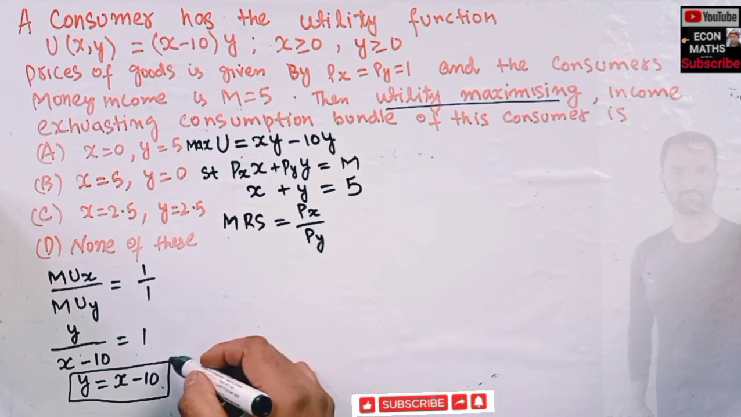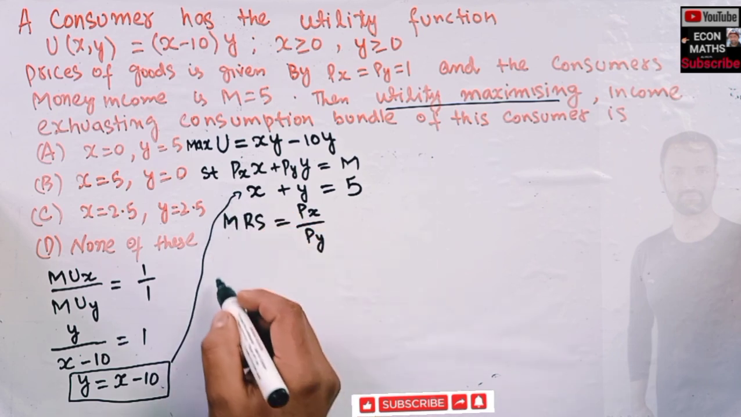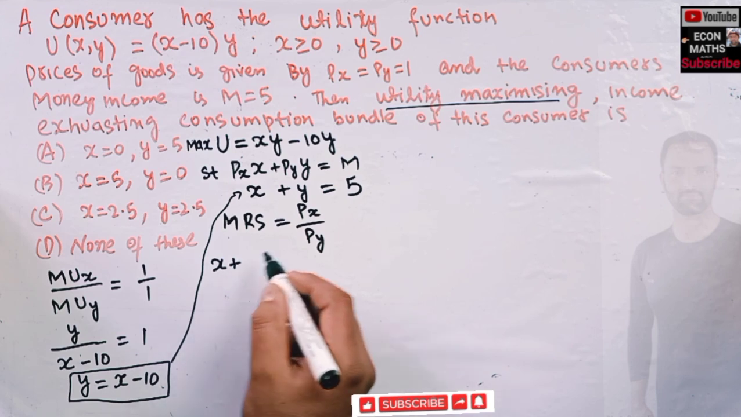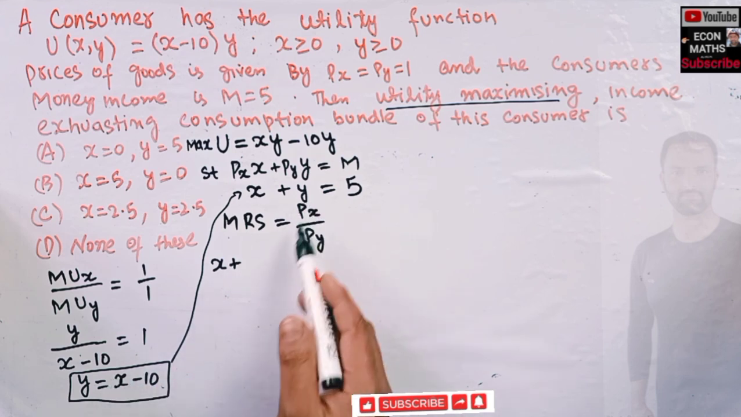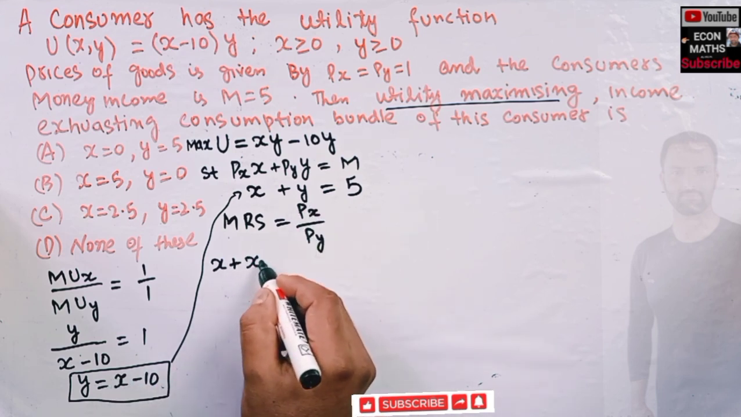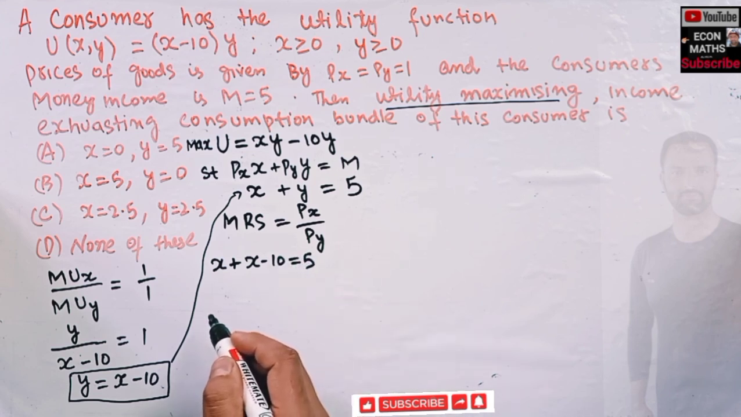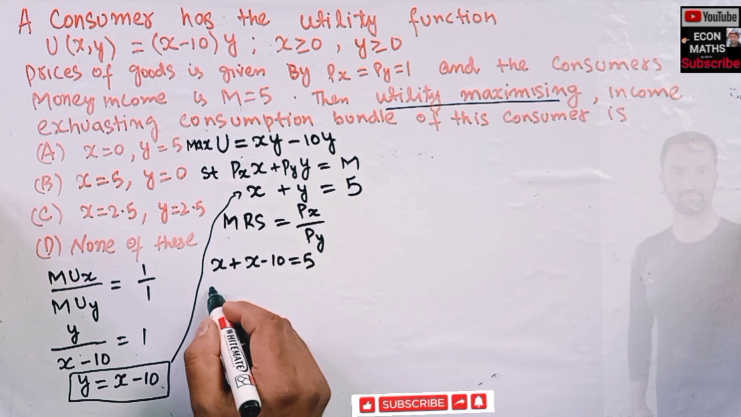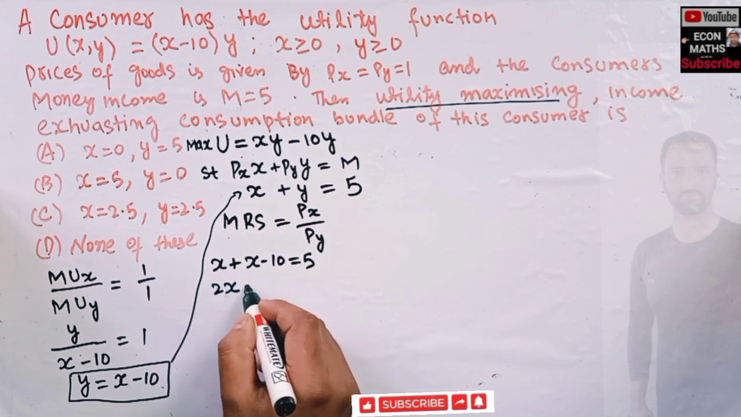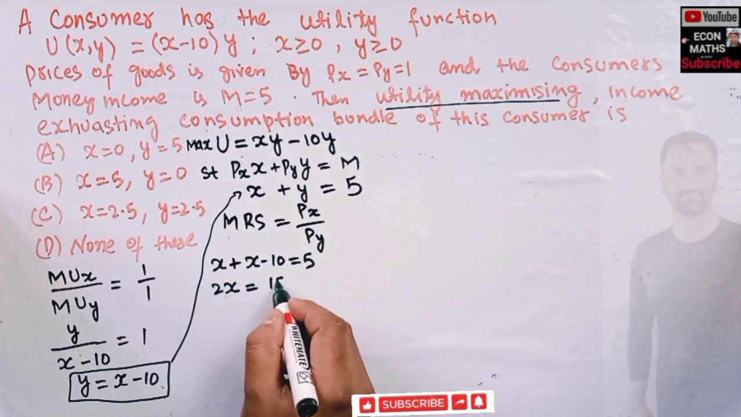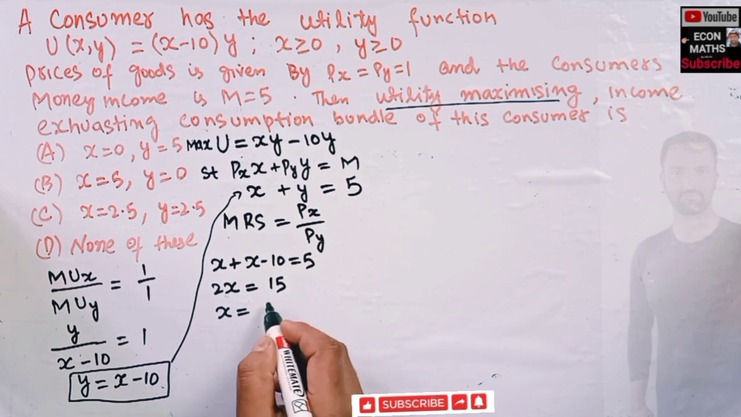Put this value into the budget equation. So we have x plus the value of y, which is x minus 10, so x plus x minus 10 should be equal to 5. Now 2x is equal to, transposing, 15, so x is equal to 15 divided by 2, which is 7.5. So the optimal value of x is 7.5.